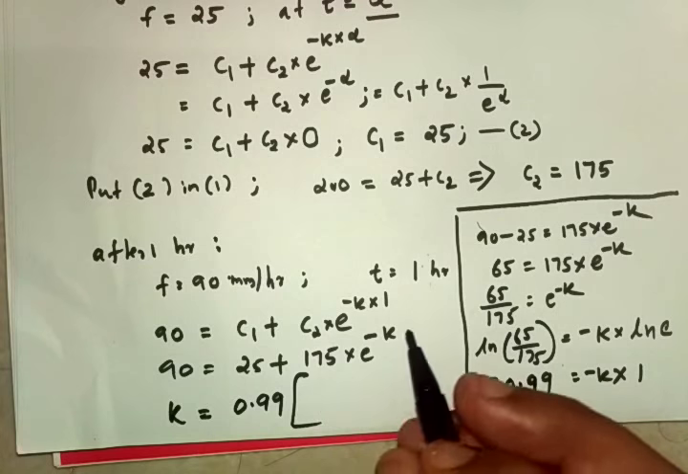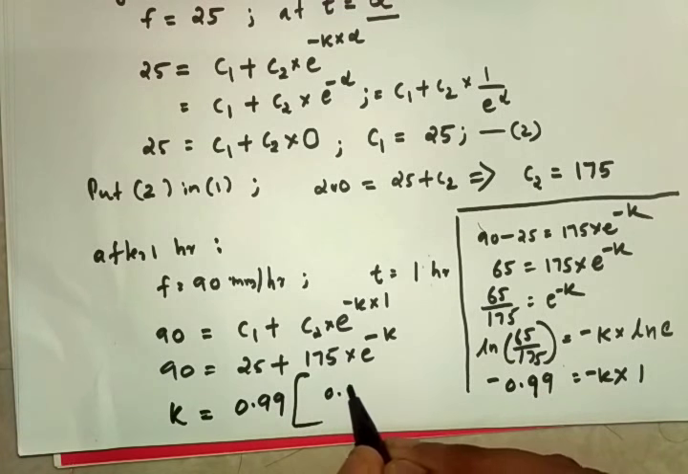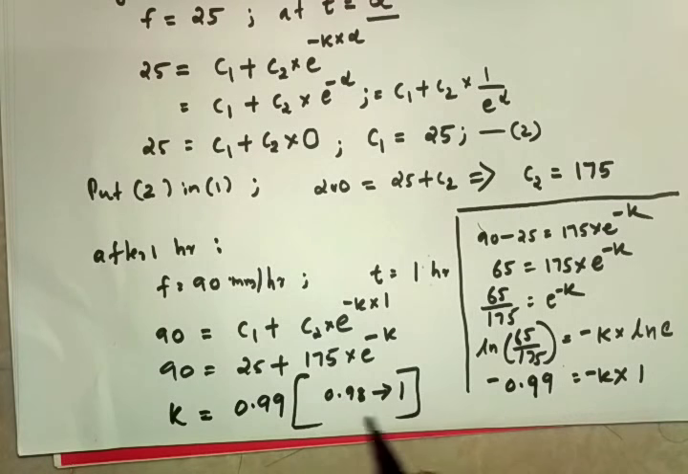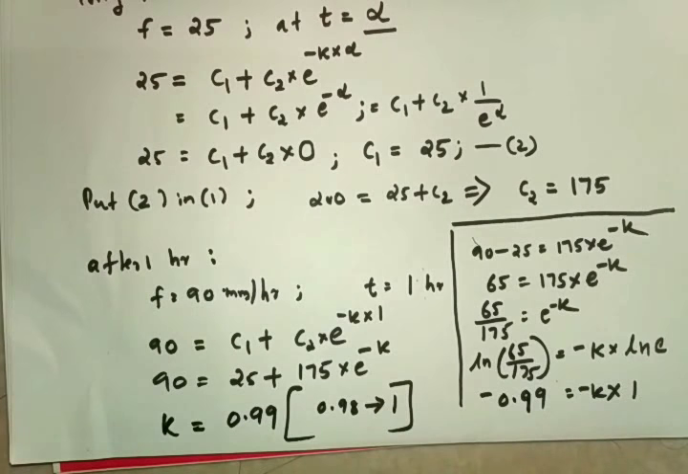The actual answer in the answer key is 0.9821. If you get any value in that range, you will get the full mark. We will see in the next problem. Okay, thank you.